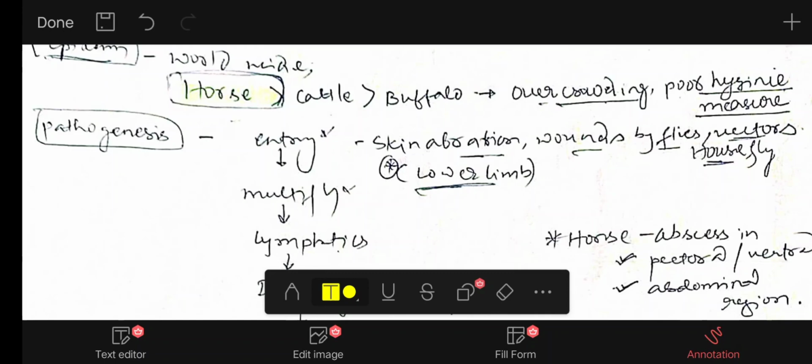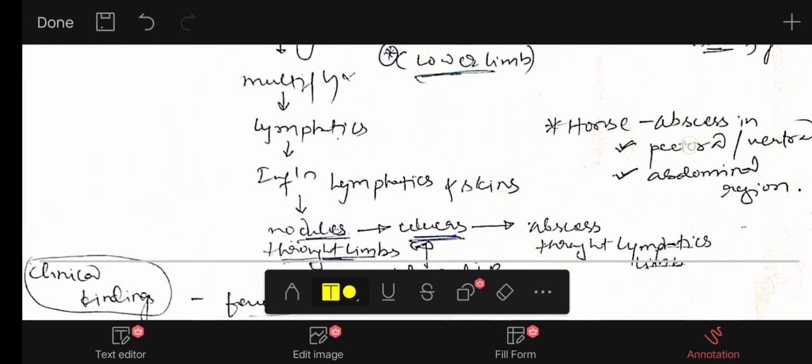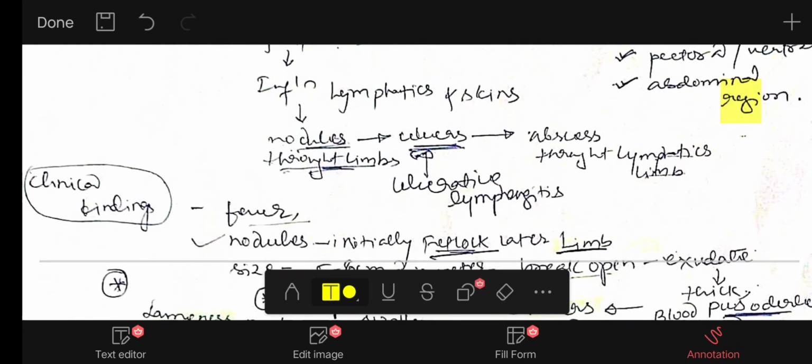When you look at the pathogenesis of the disease, the bacteria enter the skin surface via skin abrasions, wounds, or by vectors such as flies and houseflies, through the biting of these flies, mainly in the lower limb. After entry, the bacteria multiply and enter the lymphatics. Along the lymphatics, it flows all along the lymph vessels where it causes inflammation of the lymphatics and lymph nodes, that is lymphangitis, and inflammation of lymph vessels and the skin.